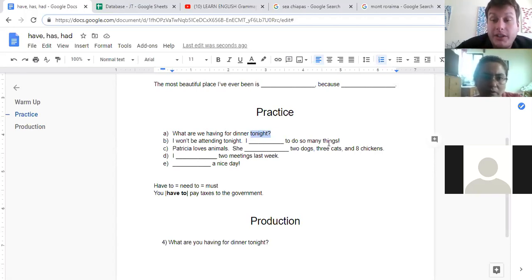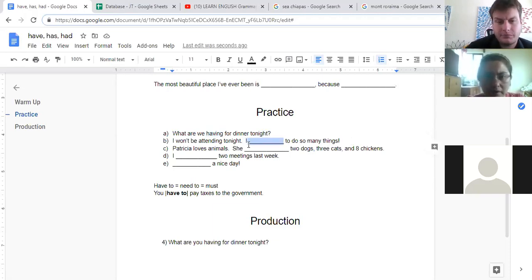Tonight, right? Tonight is after now. Therefore, tonight is meaning the future. The context of this sentence is the future. We can use the present continuous, what are we having for dinner tonight, with a future sense, a future meaning.